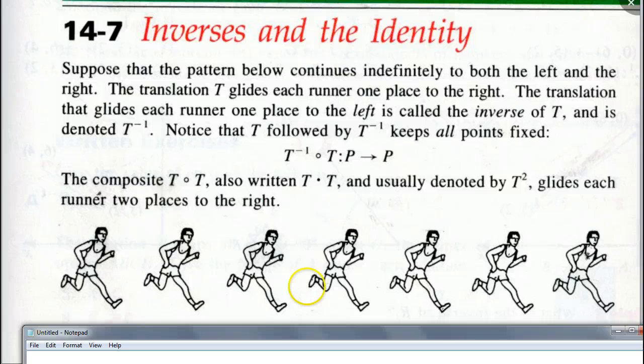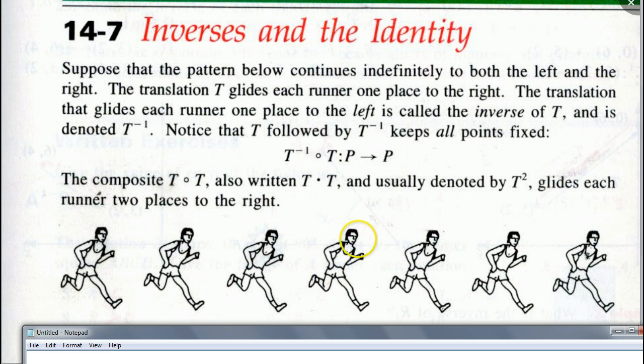Yeah, let's just pick one runner, one in the middle right here. What would T do to this runner? Yeah, it moves to the right over here. You have to imagine that this is going left and right infinitely, forever. So the one in the middle will go to the right. But what does T inverse do? It goes to the left one, so you're back to where you started. You see what the inverse does to T? You understand?